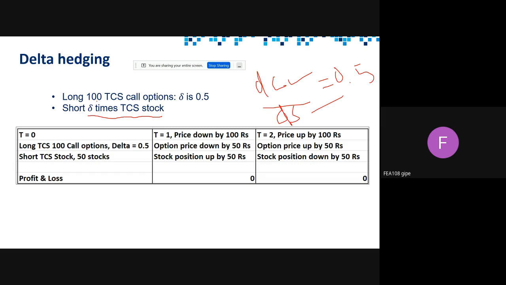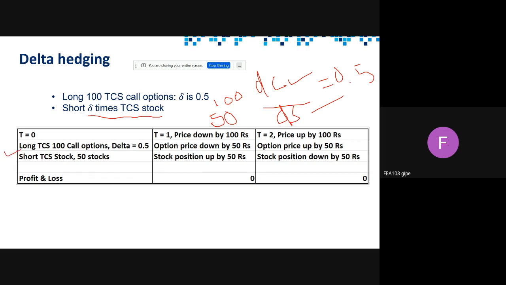So now he's short. So he's now short how many stocks? He's short 50 stocks. Now if he shorts 50 stocks, let's see what happens. He's short 50 stocks and long 100 TCS call options. Let's see what happens. So this is what he does.